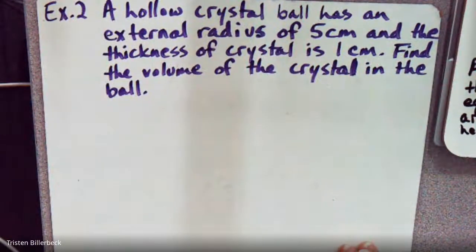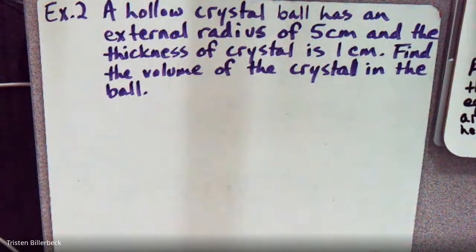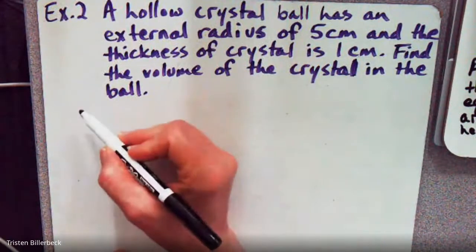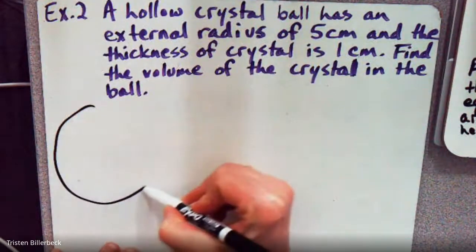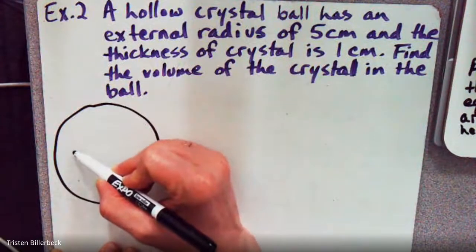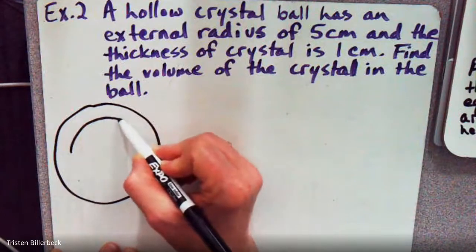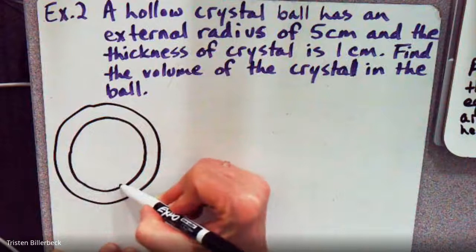All right, so we have a hollow crystal ball that has an external radius of 5 centimeters and a thickness of crystal of 1 centimeter. Find the volume of the crystal in the ball. So again, a picture is worth 1,000 words. So we are drawing our crystal ball, and we have an inside surface like this.